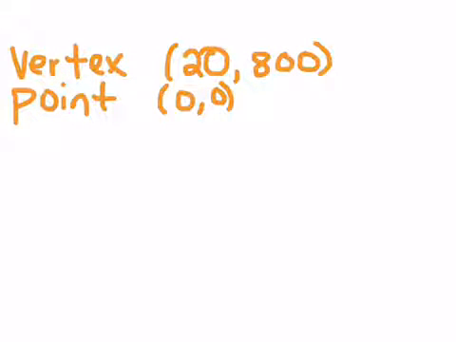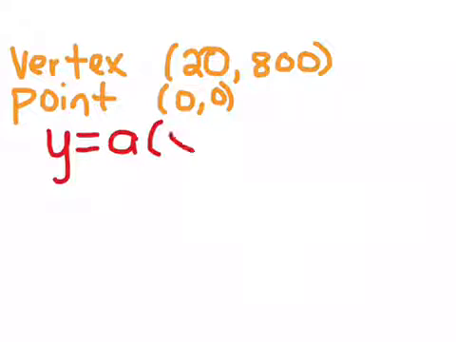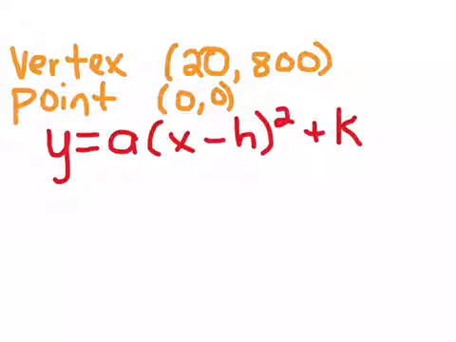I know the vertex and I know a point, which is my x-intercept. So I'm going to use the lovely formula that we talked about in class, which is y equals a(x minus h) squared plus k. And I'm simply going to plug in the values that you see up here.